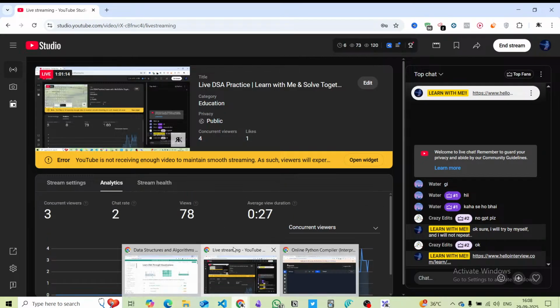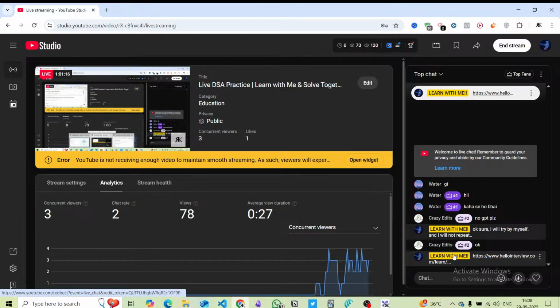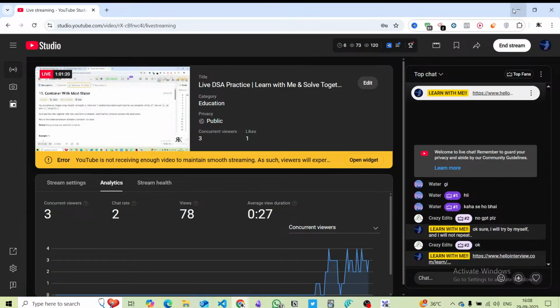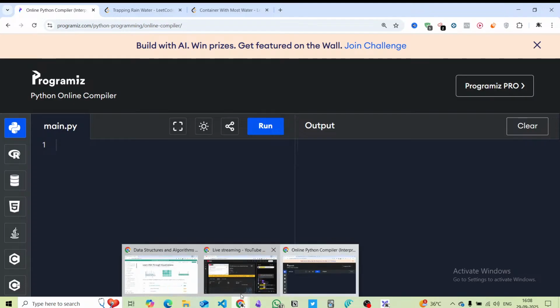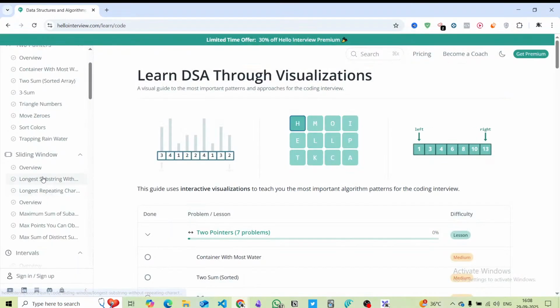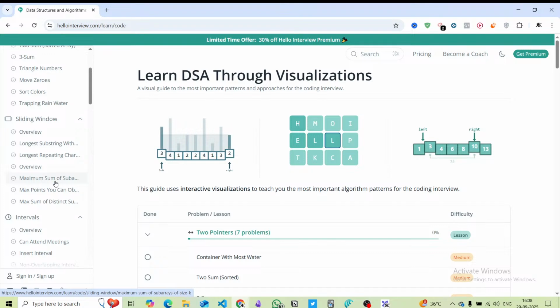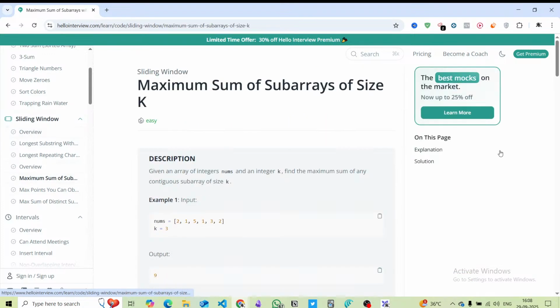Okay, so still there is no comment. I just took a random problem. So we move on to the sliding window technique. It's also a technique, maximum sum of subarray.